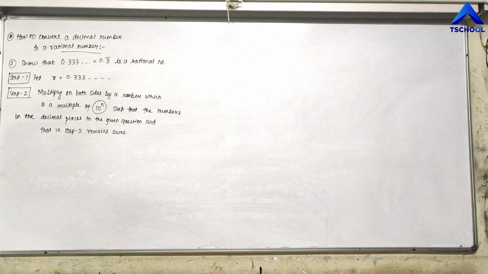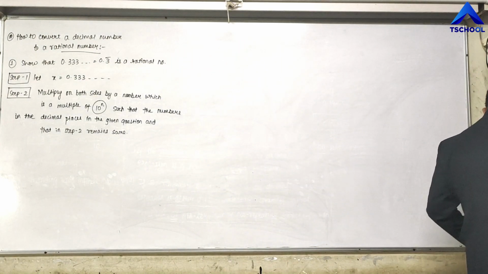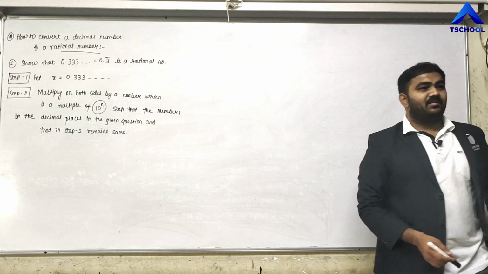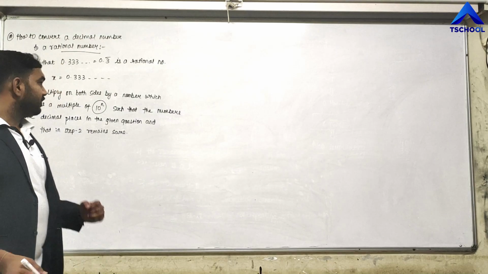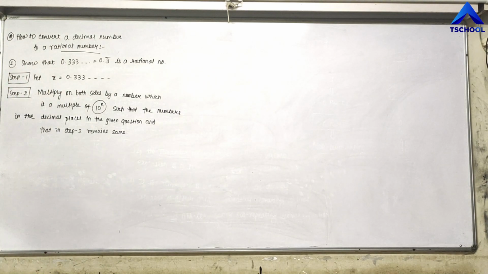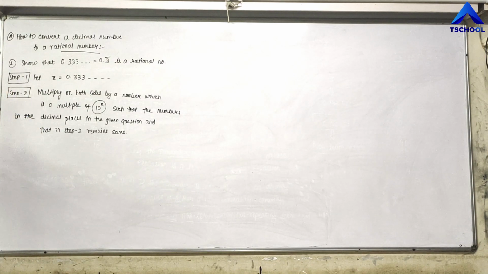So what we have done first is let x equal 0.3333, that is my first step. Then my second step will be to multiply on both sides by a number which is a multiple of 10 raised to n, such that the numbers in the decimal places in the given question and that in step number 2 remain the same. Now if I want to make the decimal places the same, that means the digits after the decimal point, then I shall multiply on both sides by 10.